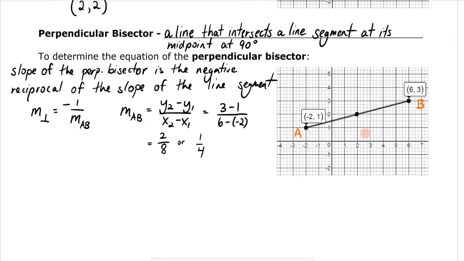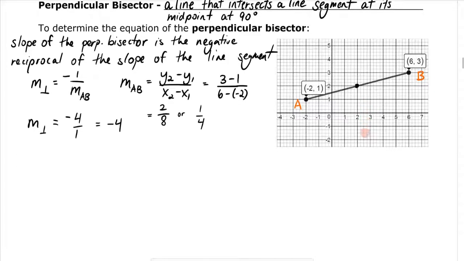Now what you do to find the perpendicular slope is that you flip the 1 over 4 into a 4 over 1, and you change the sign. So if it's positive, it now becomes negative. If it was negative, it then becomes positive. So you change the sign. That's what it means to take the negative reciprocal. Okay, and negative 4 over 1 can be simplified to just negative 4.